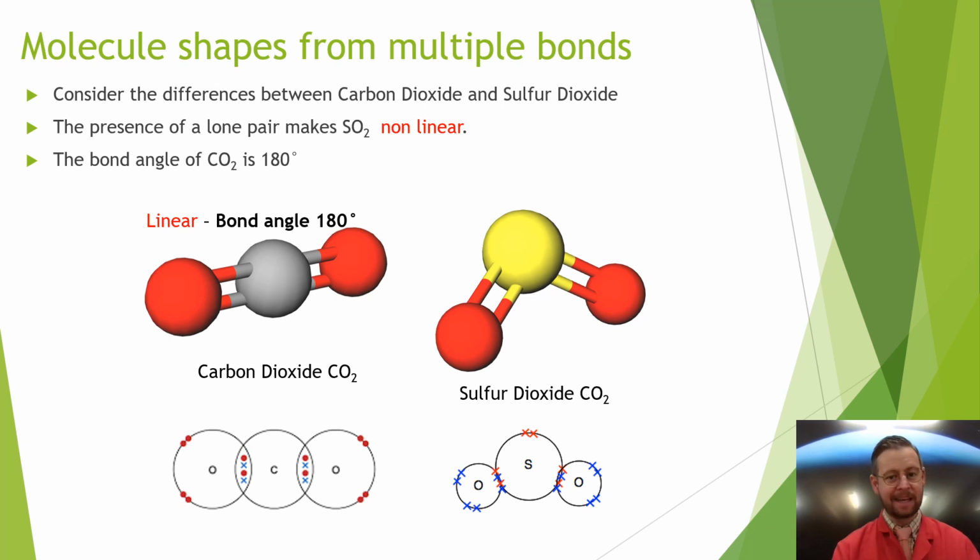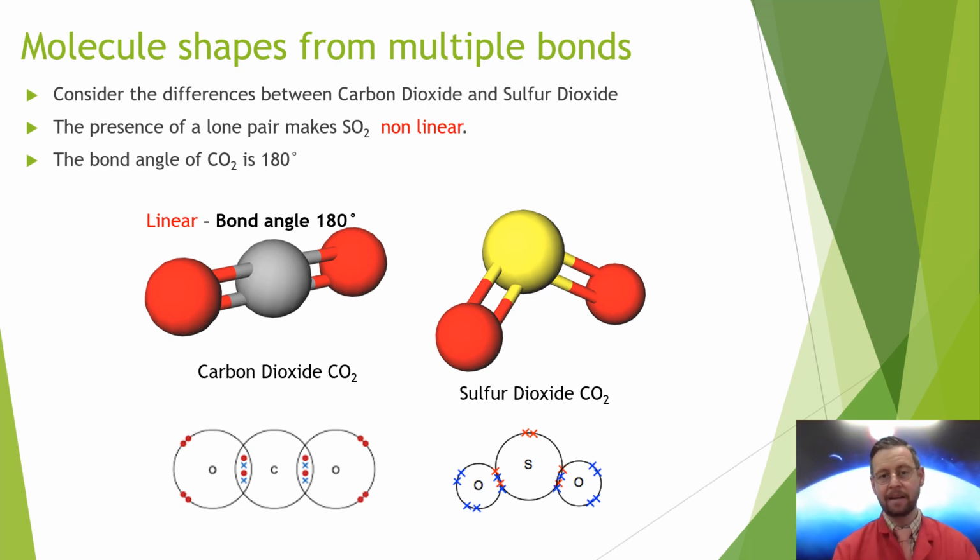Carbon dioxide has this double covalent bond, and it has no remaining lone pairs. It means it's perfectly symmetric. You could draw a line right down the middle of it. It means that the molecule that carbon dioxide forms is linear, with a bond angle of 180 degrees.